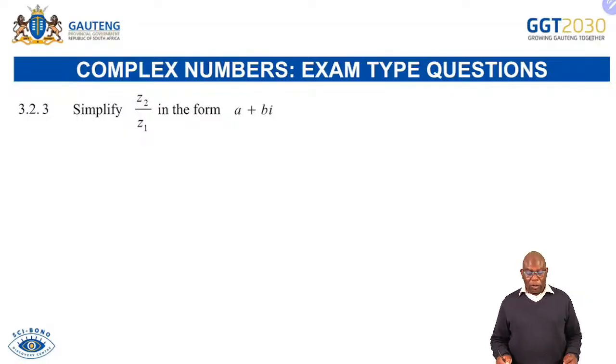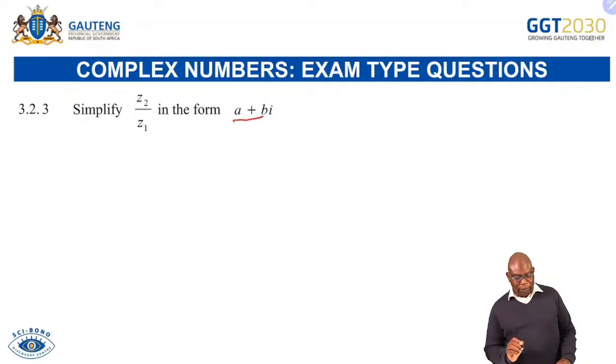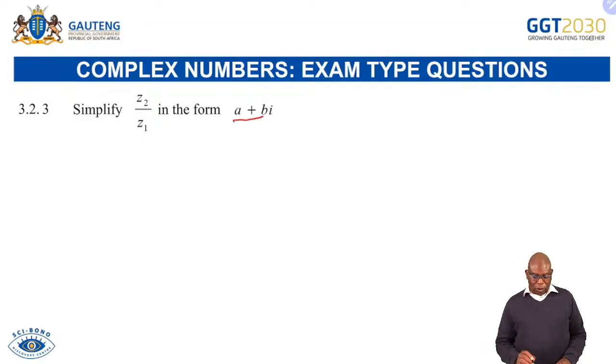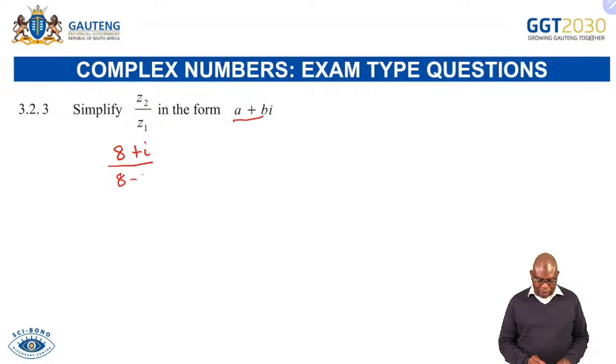Now simplify z2 over z1, and you must write it in that form. What do you do here? That's where you use the conjugate. So z2, we already have it: it's 8 plus i. z1 is 8 minus i. Now, how do I write it in this form? That's why I use the conjugate.